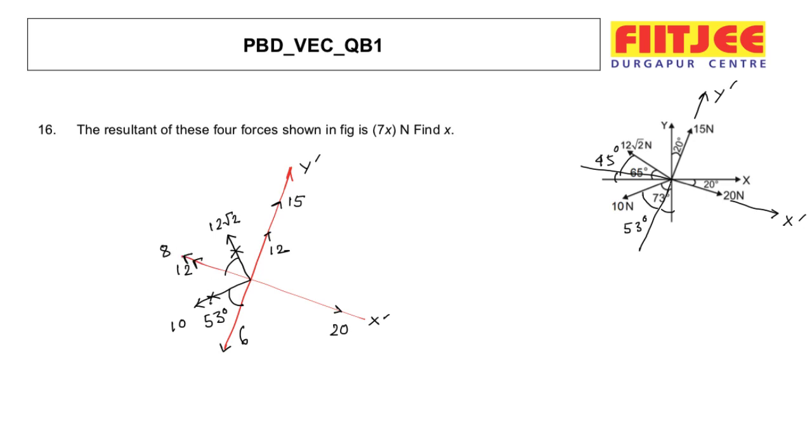So you can see that in this direction the net force is 20, this is also 20, so this 20 and this 20 force gets cancelled out, and in this direction the net force is 12 plus 15 minus 6, that means 21. So the net force is 21, that is equal to 7x. So the value of x must be 3. That is the answer of your question.